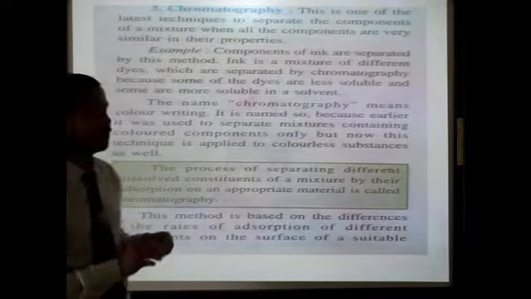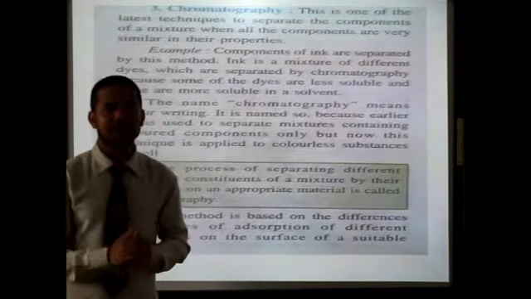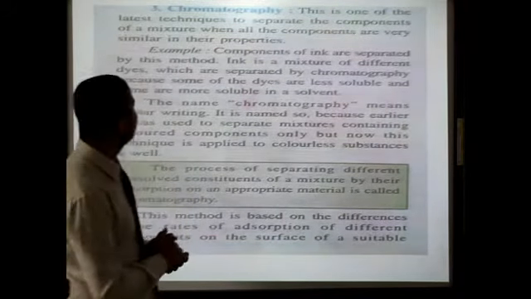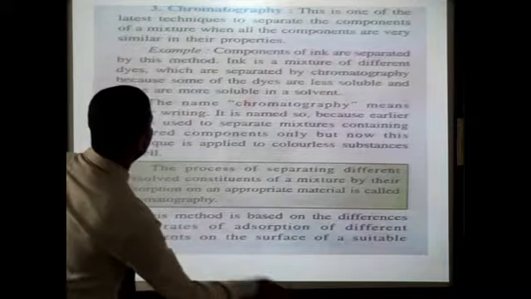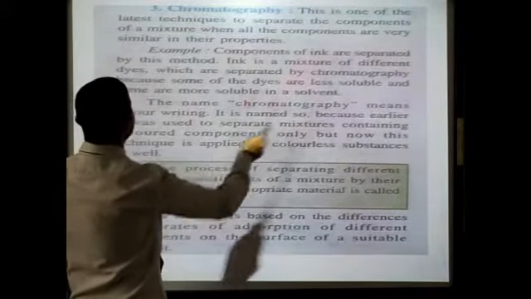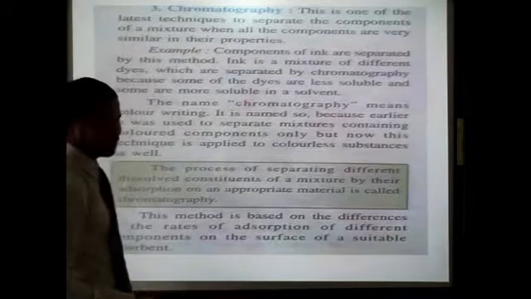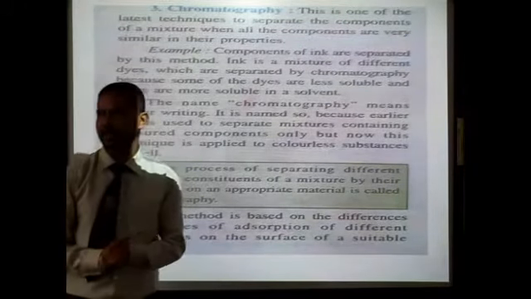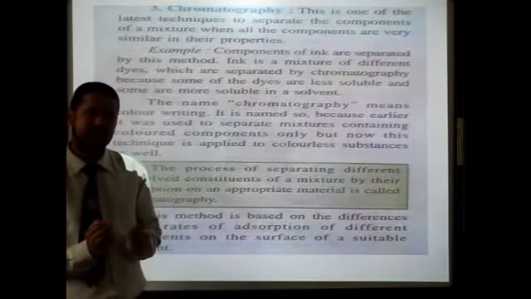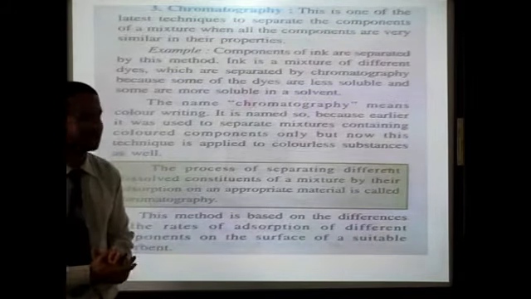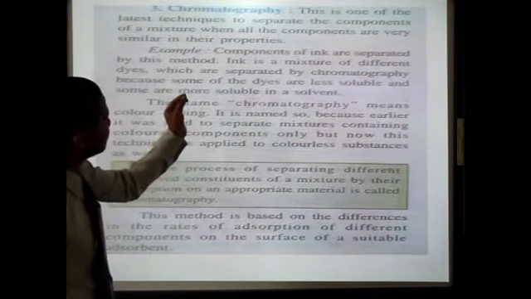So chromatography is also used for homogeneous liquid mixtures. For example, components of ink are separated by this method. Ink is a mixture of different dyes. Dye means color-imparting substances. Okay, so components of ink.